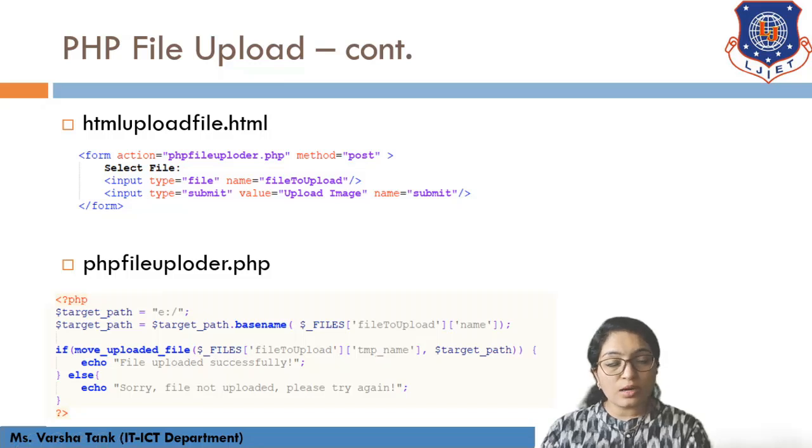We can say it is an associative array. So it will provide the temporary name of this file, and comma target path, which is defined over here. If both conditions are true, then echo file uploaded successfully. That means a copy of that file will be stored at the destination you have defined. And if not, it will give you the error: sorry, file not uploaded, please try again.